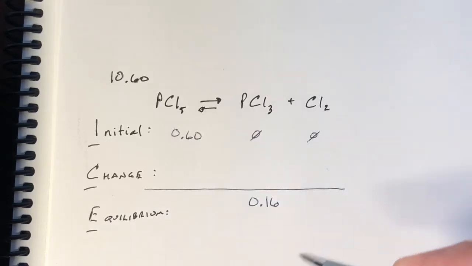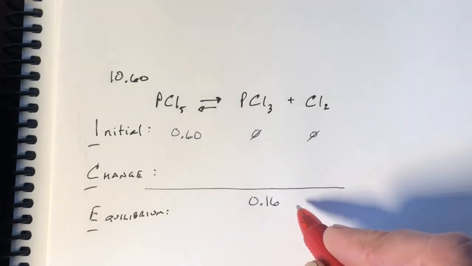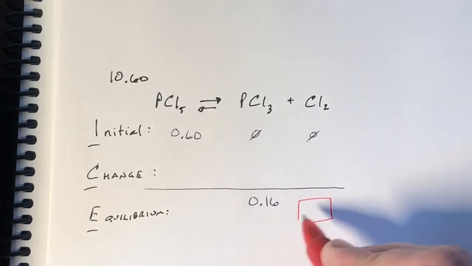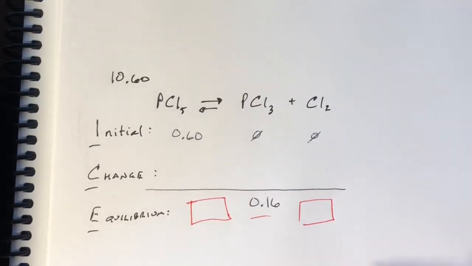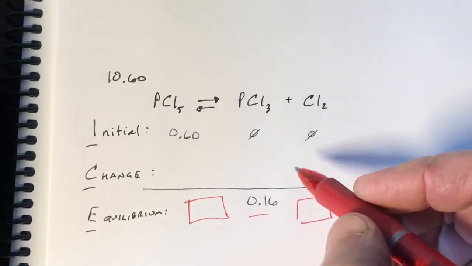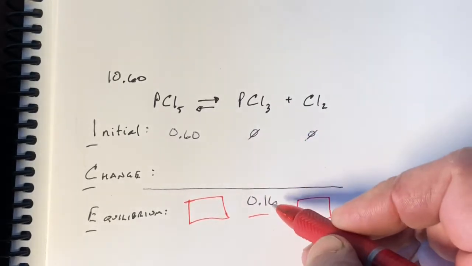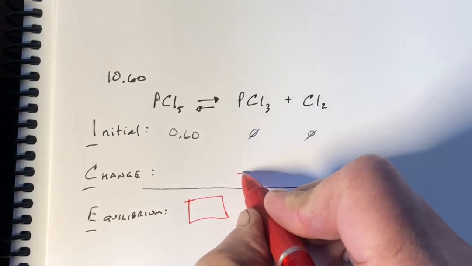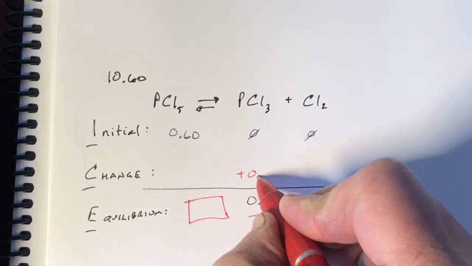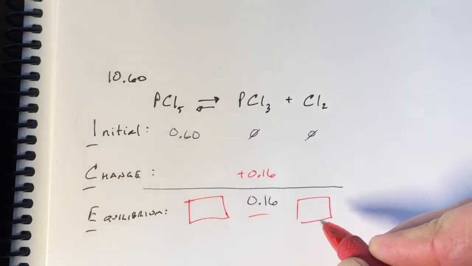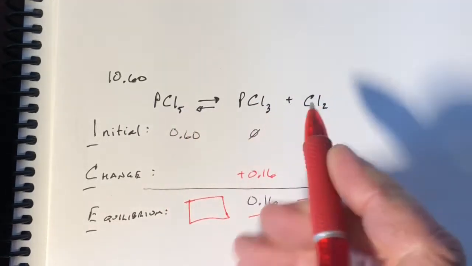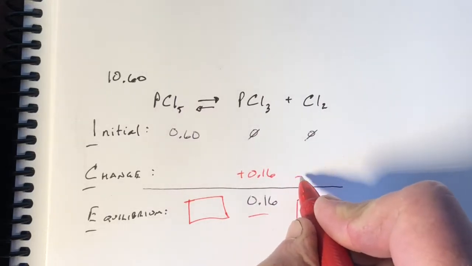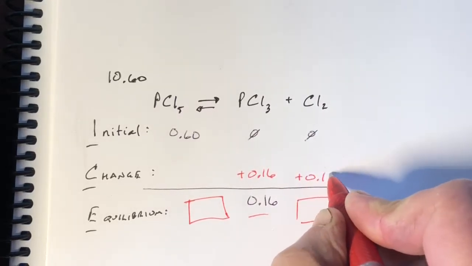So what we need to do is say, well, what are the changes? Because I need to know, for this problem, all three of these concentrations. And right now I only know the PCl3. So I can say, if I started with 0 and I ended with 0.16, it means I created 0.16 of the PCl3.